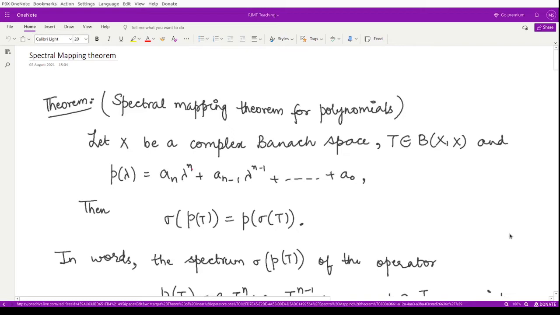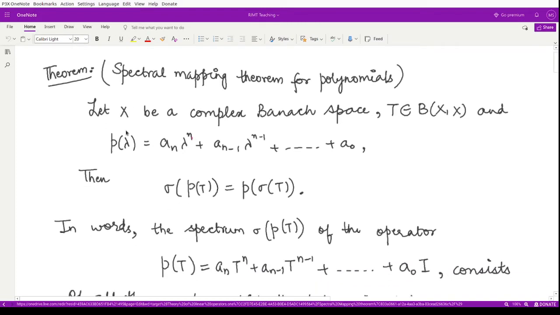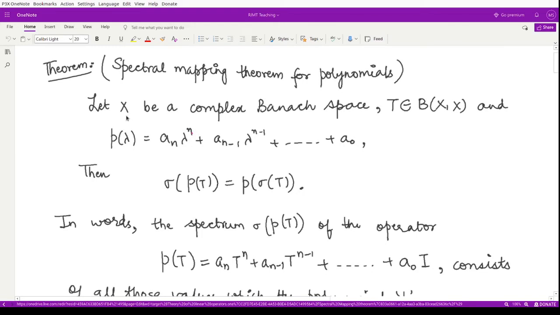In this video, we shall be studying about spectral mapping theorem. So let us see first of all what is the statement for this theorem which is stated for polynomials. So for this, if we assume X to be a complex Banach space, so that means we are saying it is a normed space which is complete in itself, and T is some linear operator which is also bounded and is defined on this complex Banach space.